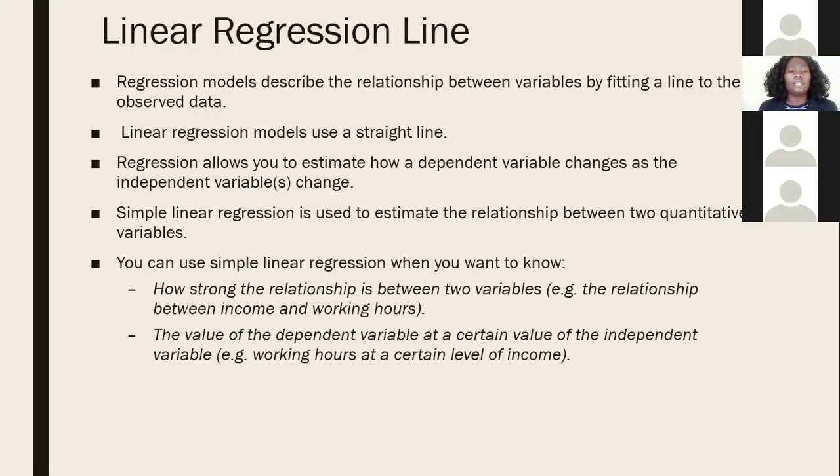We can use simple linear regression when we want to know, first, and this is what we are going to illustrate as we go to Excel, how strong the relationship is between the two variables, for example income and working hours. And also the value of the dependent variable at a certain value of the independent variable. For example, the independent variable here is income. The dependent variable is perhaps working hours. So you want to see how working hours change at a certain level of income.